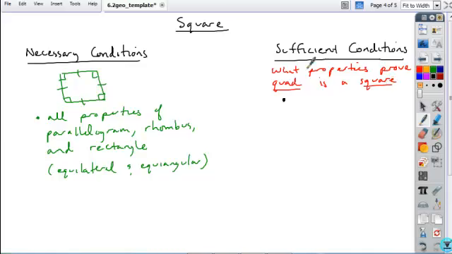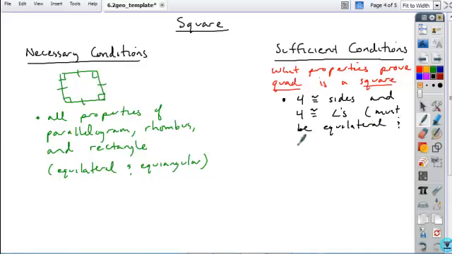So the only condition needed is 4 congruent sides and 4 congruent angles. Okay, so basically it has to be both equilateral and equiangular. Okay, so that's enough to show that a quadrilateral is a square.